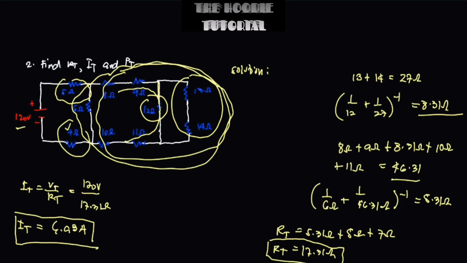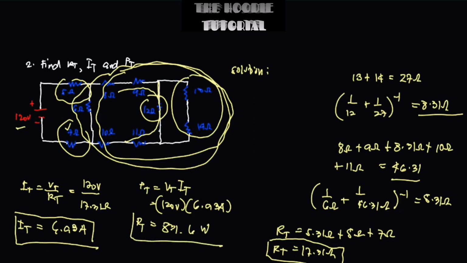So right now we have the total resistance and total current. We can now find the total power. Let's just use this formula, VT times IT. So that is equal to 120 volts multiplied by our IT, 6.93 amperes. Our PT will become 831.6 watts of total power. So we already have answered our total resistance, our total current, and our total power.